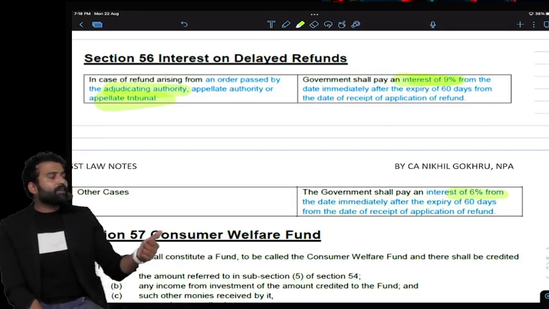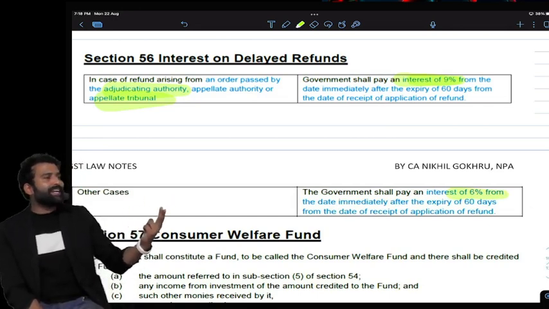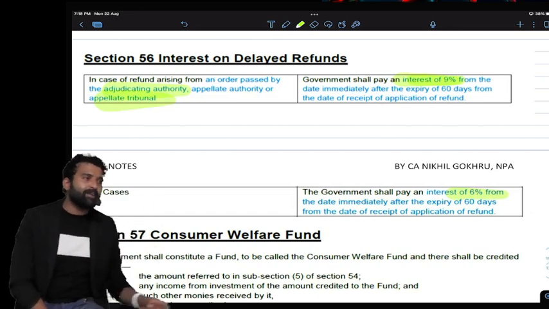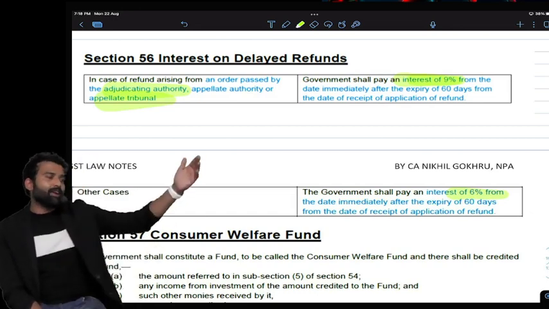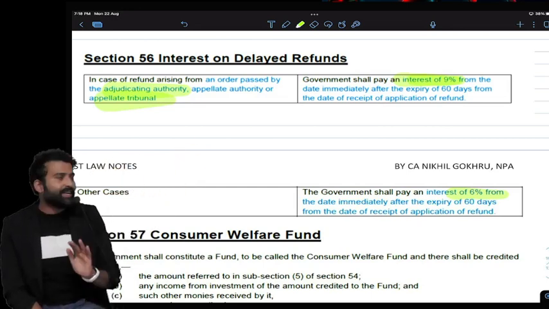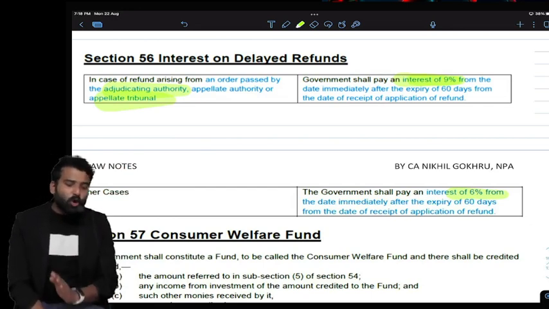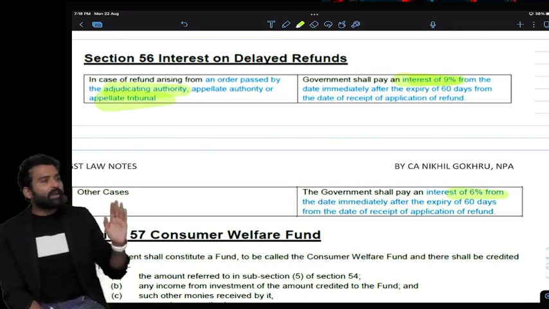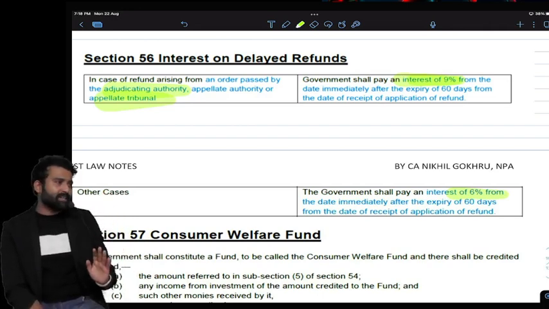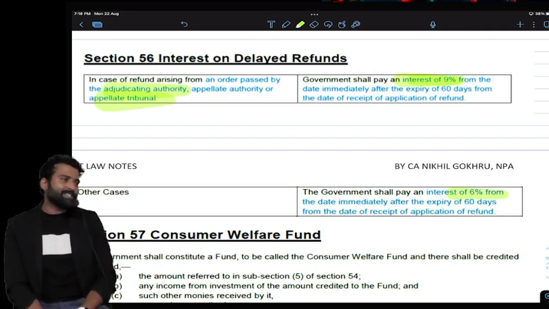So court refund, tribunal refund, adjudicating authority is giving us the refund order, then the rate of interest will be 9%. All other refund like excess payment of tax, ITC refund, zero rated supply refund, export refund, the rate of interest is 6%. So court order, adjudicating authority order, appellate tribunal order, refund rate of interest is 9%. All other refund rate of interest is only 6%.